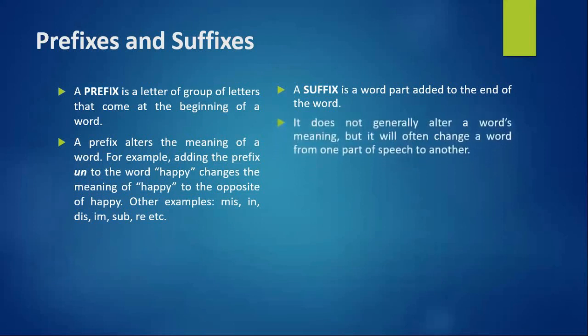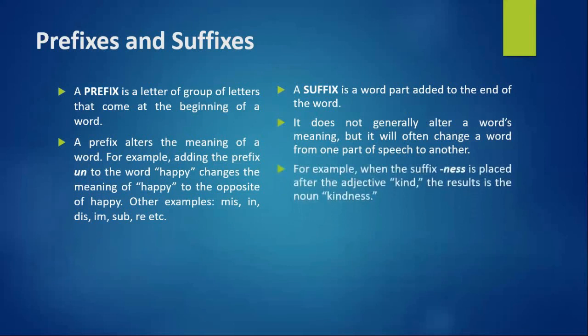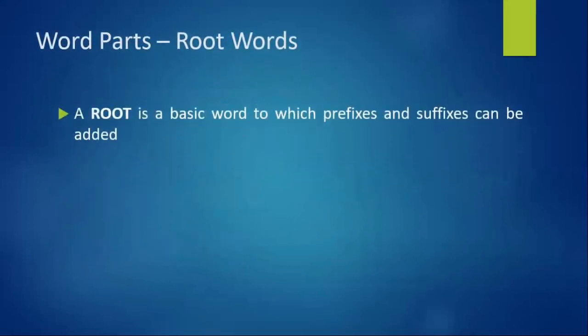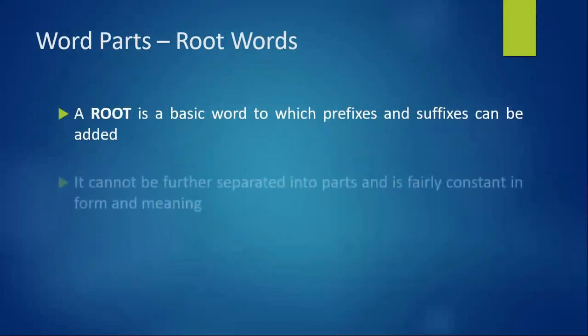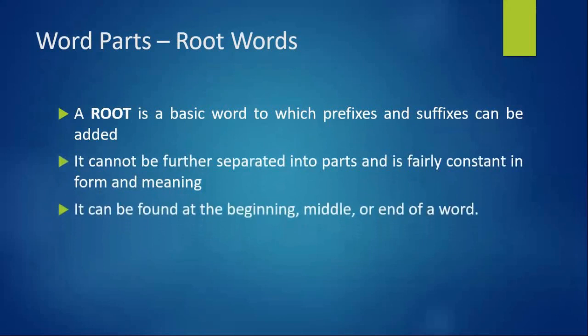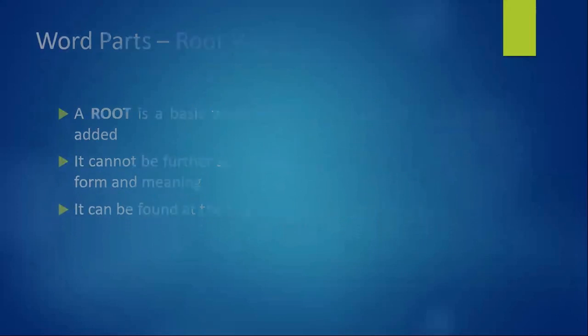And what does a suffix do? It normally does not change a meaning, but it often changes the word from one word class to another. Sometimes it changes the meaning as well. For instance, when you add "ness" to the word kind, which is an adjective, it becomes a noun, kindness. And sometimes a prefix can also change the part of speech. What are root words? A root is basically a basic word to which prefixes and suffixes can be added. It cannot be further separated into words, and it can be found either in the beginning or middle or end of a word.